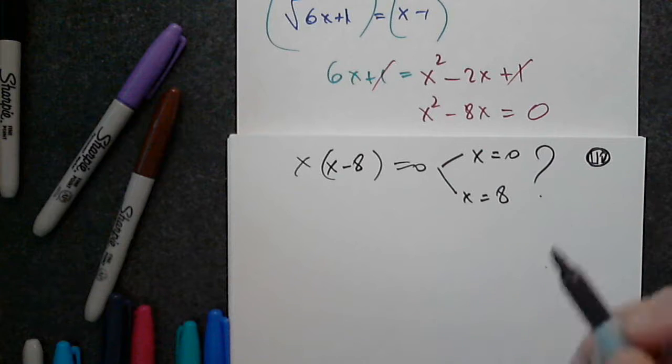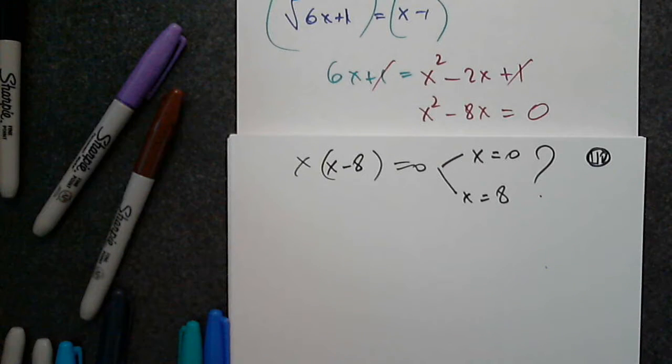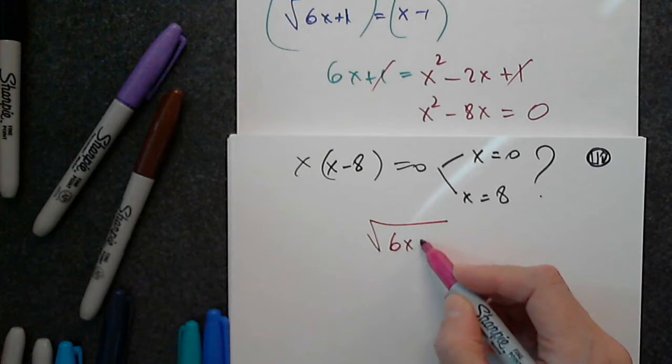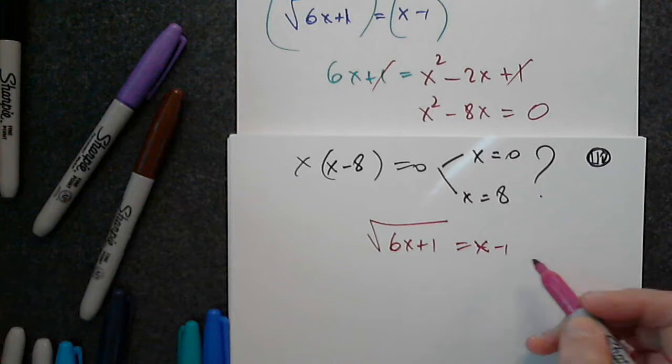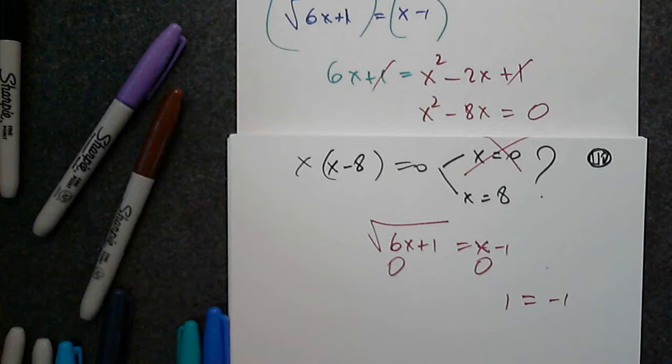Good. But since, remember, this is a radical equation and we squared both sides, it is part of the problem to go back and check. So the square root of 6x plus 1 equals x minus 1. And when I plug in 0, the left-hand side is 1 and the right-hand side is negative 1. Would you accept this? No. So 0 does not work.